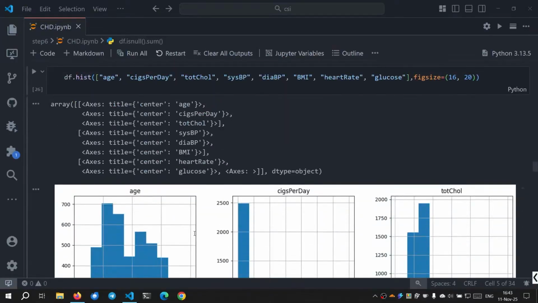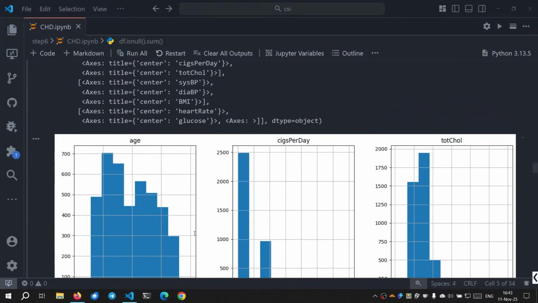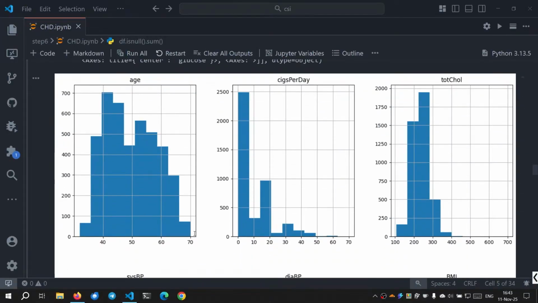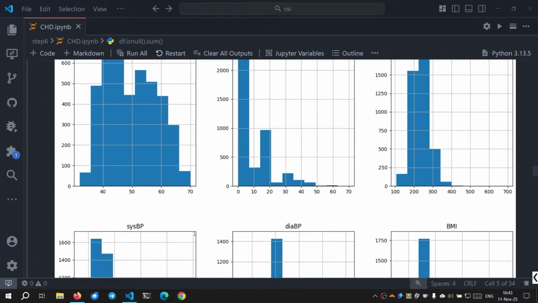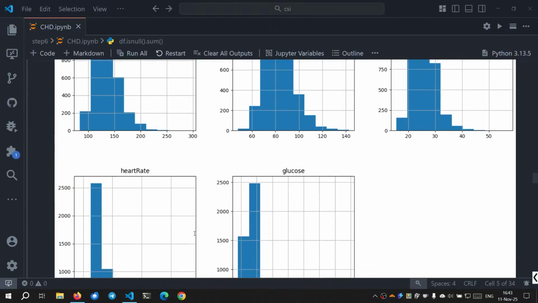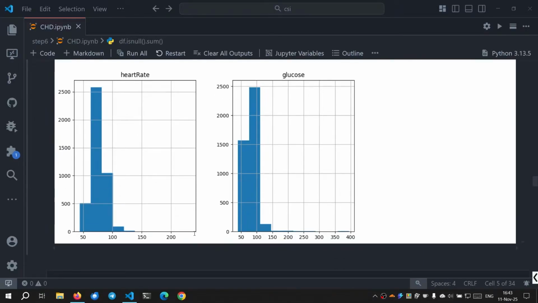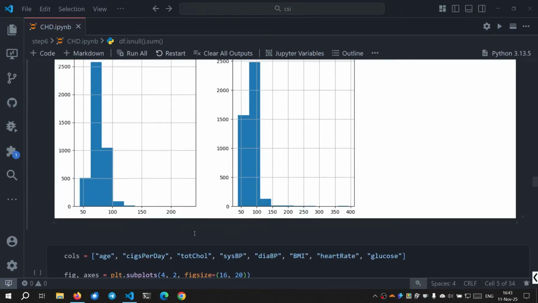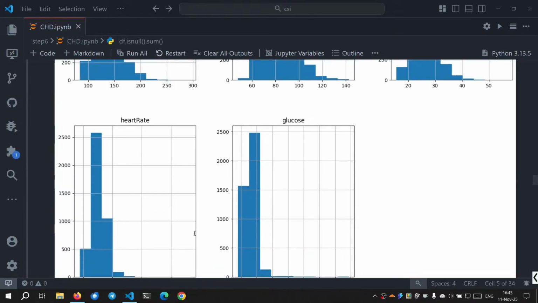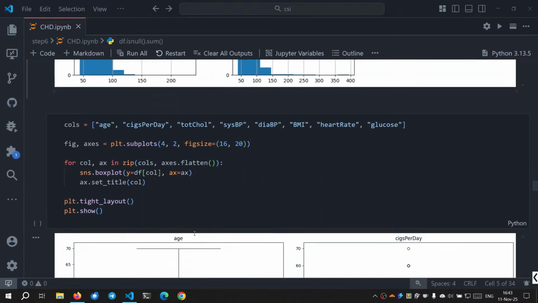So here you can see our distributions. This is just a discovery method, to see how your data is and how it's working. I also excluded the binary data from this because I don't think it's really relevant to get a histogram of binary data.